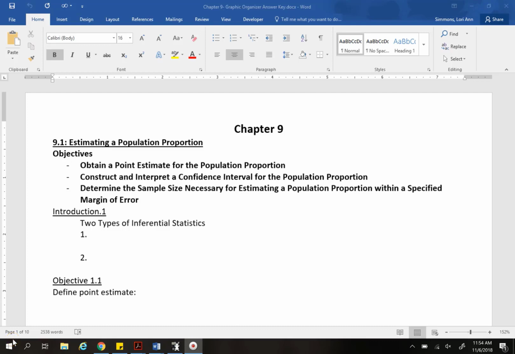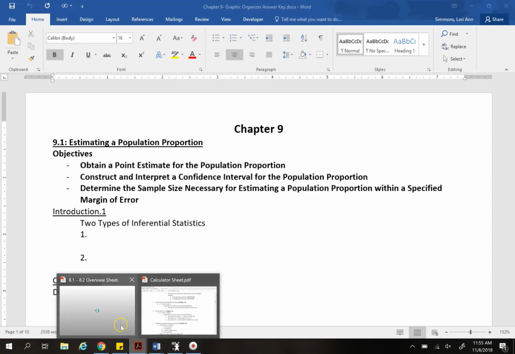Lesson 9.1, Estimating a Population Proportion. The objectives for this lesson are to be able to obtain a point estimate for the population proportion, construct and interpret a confidence interval for the population proportion, and determine the sample size necessary for estimating a population proportion within a specified margin of error.